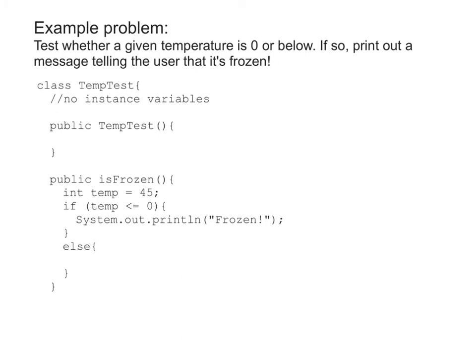And so if it's not below 0, that means the temperature is greater than 0. Let's write that in a comment. Temp is greater than 0. Let's print ln not frozen. So this is another part of our if statement syntax. You have the if clause, and then you also have the option of adding an else clause.